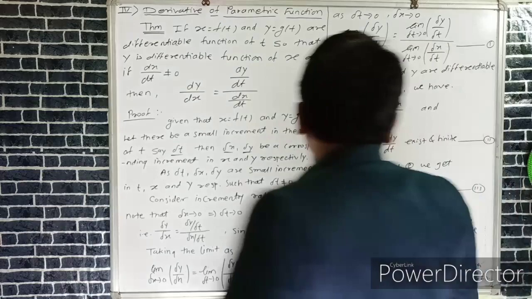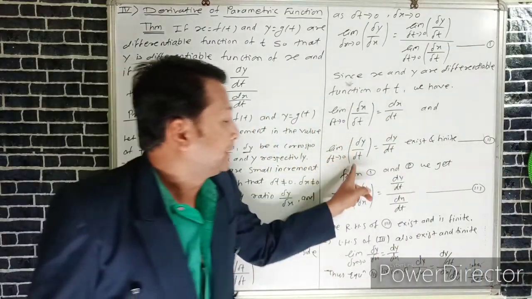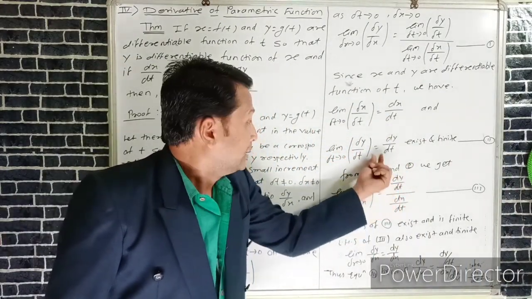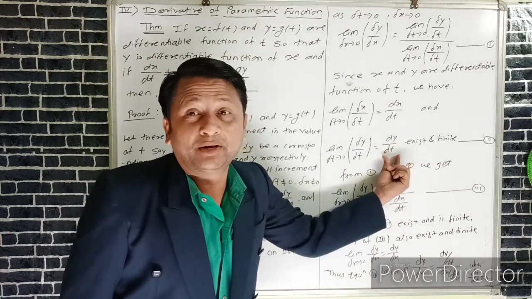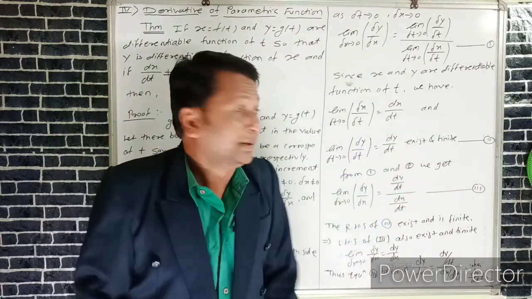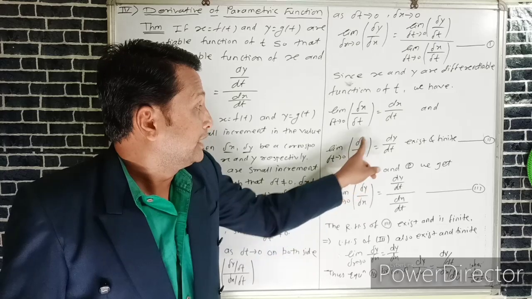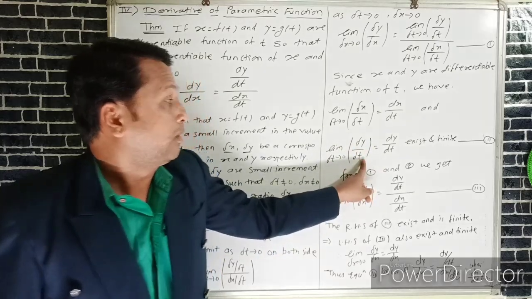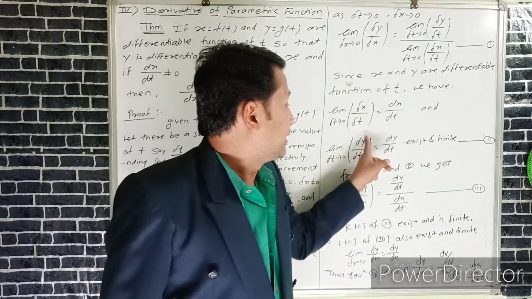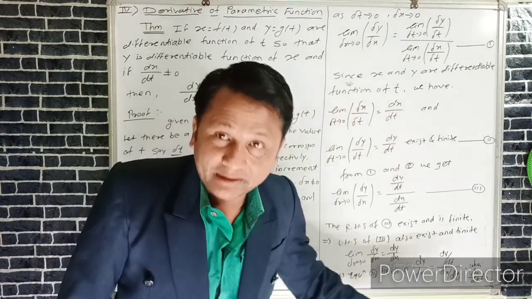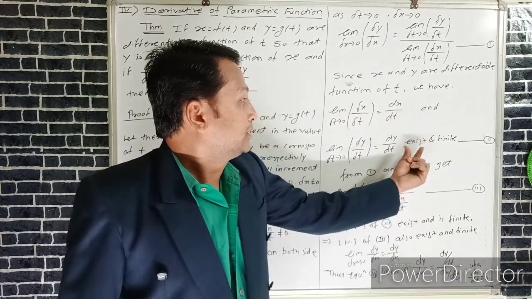Now we again write limit del t tends to 0 of del y by del t is equal to dy by dt, because del y by del t is a small increment of dy by dt, and if we apply the limit del t tends to 0 to del y by del t, the value is exactly dy by dt. It gives us equation number 2.